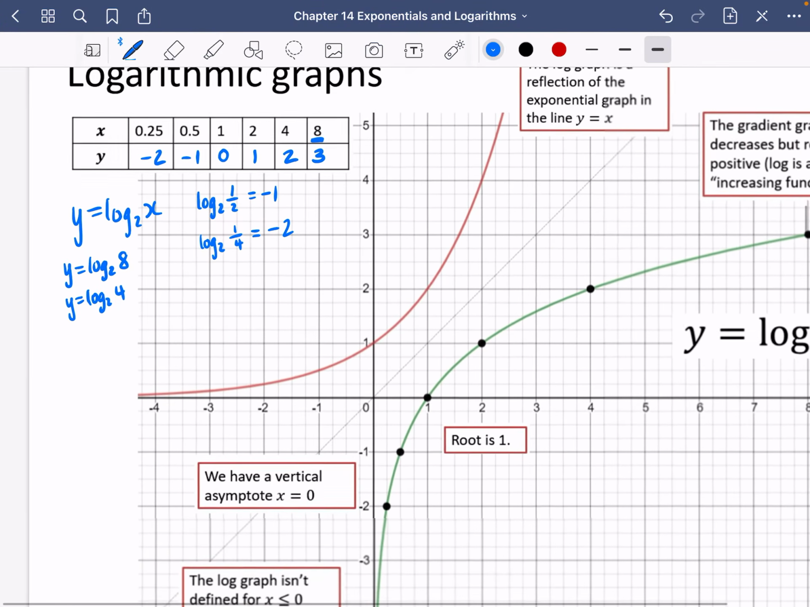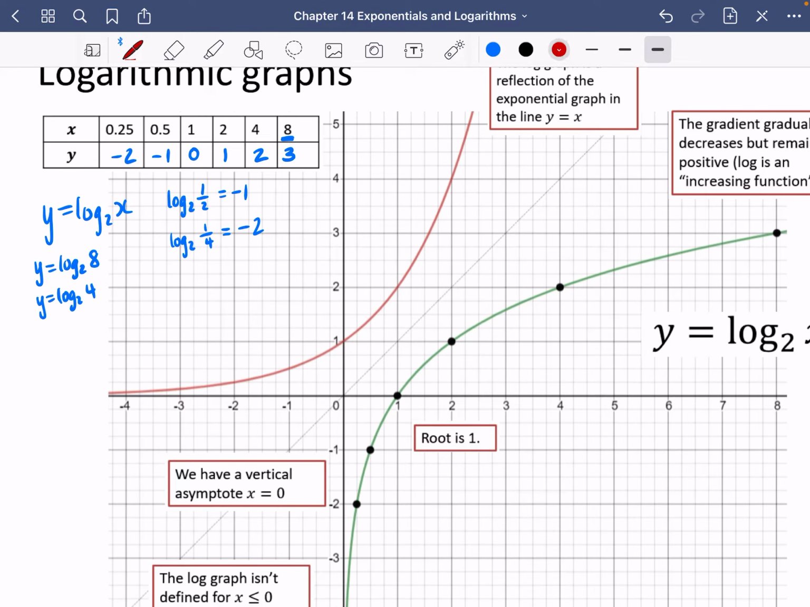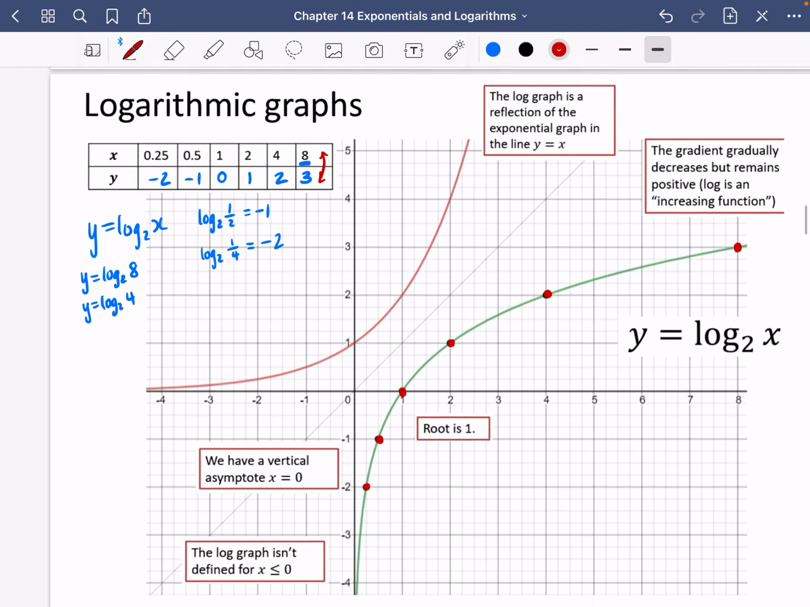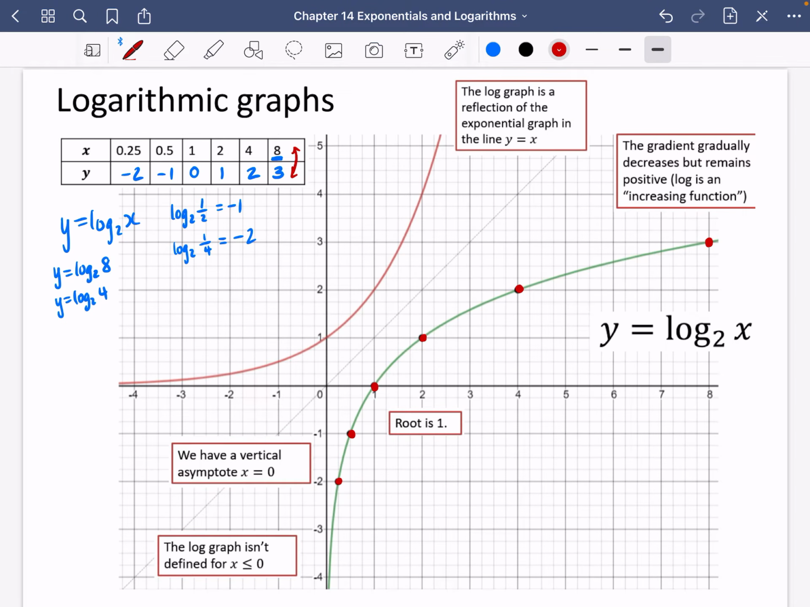So what I did is I took these coordinates that I've got here and here, and I plotted them on the graph. So you can see we've got the 8, 3, the 4, 2, the 2, 1, the 1, 0, the 0.5, minus 1, and the 0.25, minus 2. I'm going to try and pick out some of these features that we've got here.